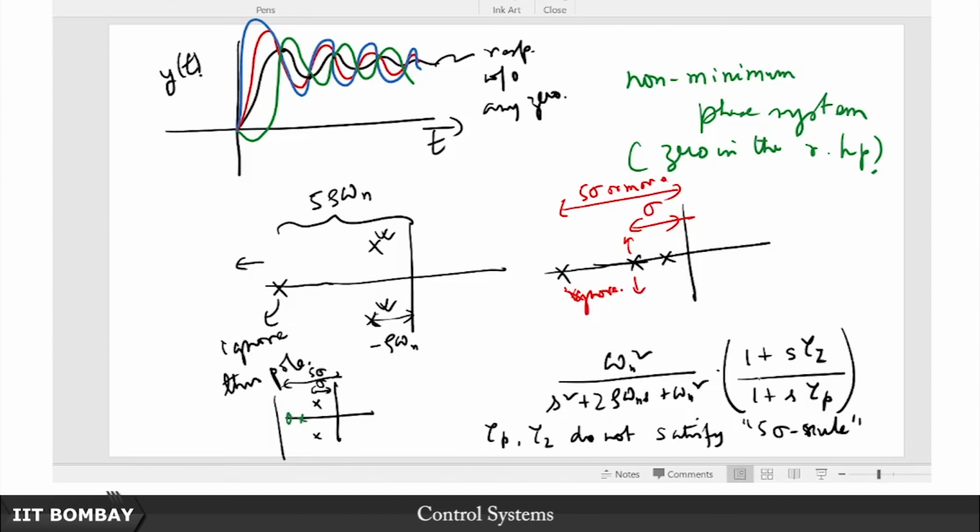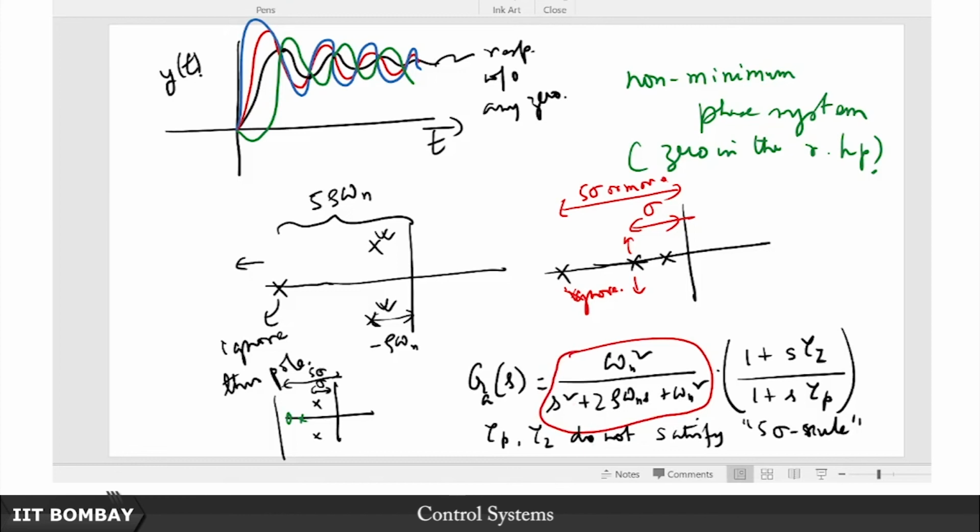Then under such circumstances, can we still approximate this system, which is clearly a third order system with an additional 0, as this typical second order system? Can we do that? The answer is thankfully yes, but we have to understand when we can do that.